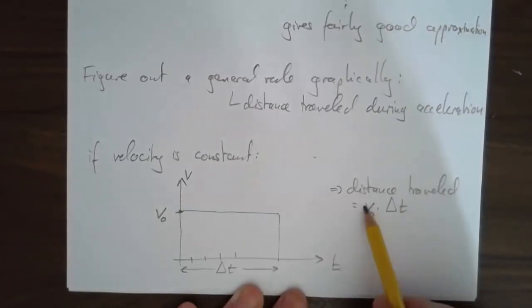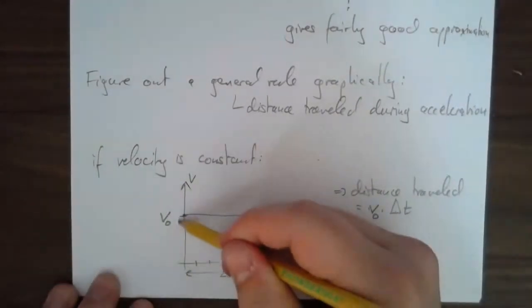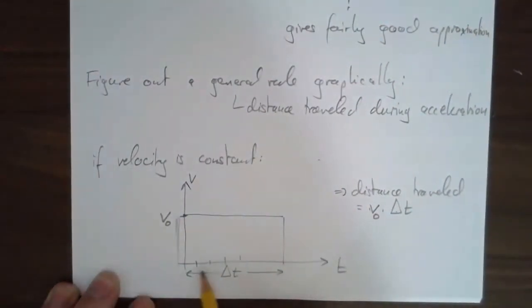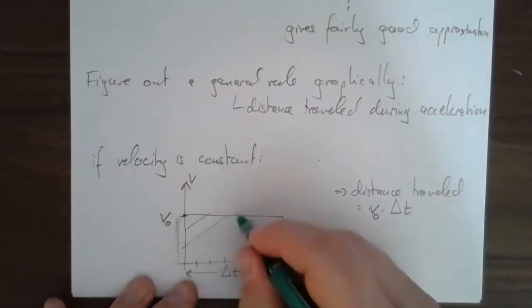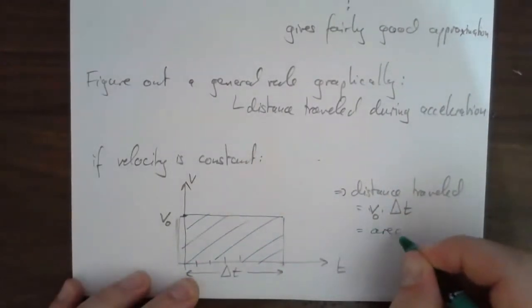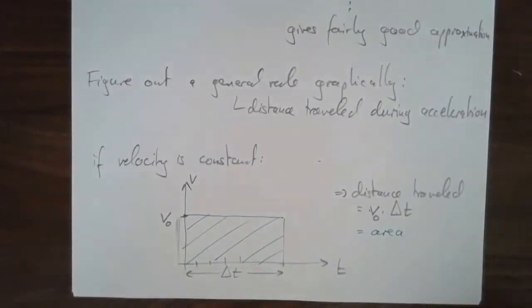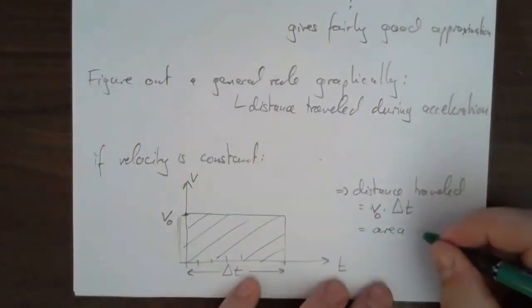If I go 5 meters per second for 2 seconds, I would have traveled 2 times 5, 10, right? 10 meters in total. Now, graphically speaking, if you look at this, you say, well, look, this height here, that is V naught, this base here is delta T, so that corresponds to the area enclosed. Let me just write it like this.